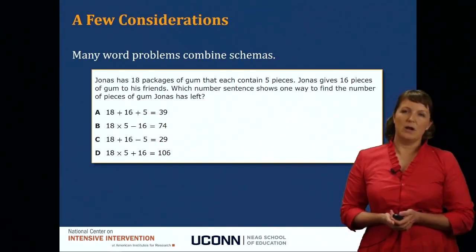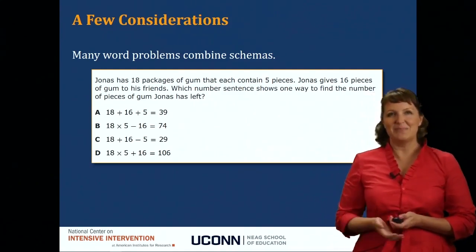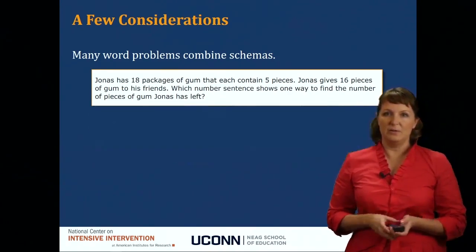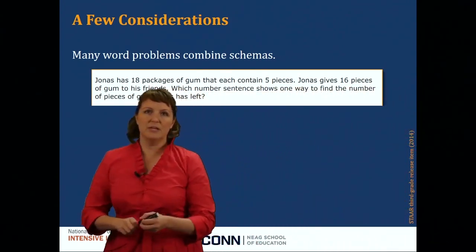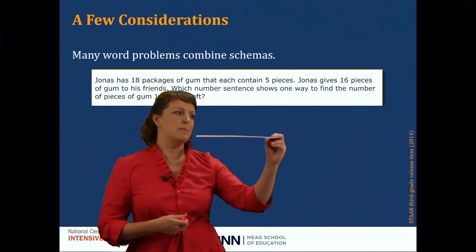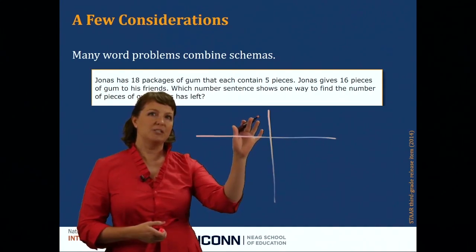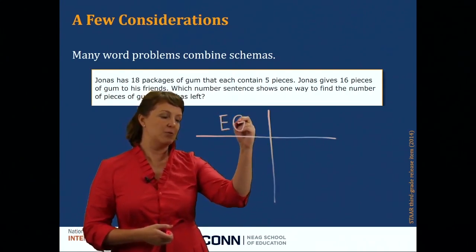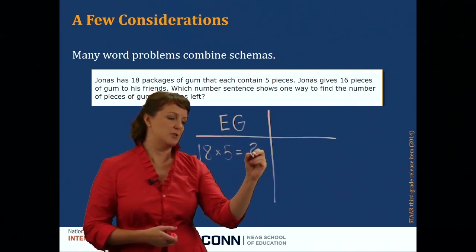If we look at this word problem, Jonas has 18 packages of gum, and each package has 5 pieces. Then he gives 16 pieces of gum to his friends. Here we're asked which number sentence helps figure out the word problem answer. When I would solve this problem with students, I won't do the whole thing here, but I would set this up in kind of a T-chart. So first, Jonas has 18 packages of gum that each contain 5 pieces. So first I'm going to solve that as an equal groups problem. So 18 times 5 equals question mark.